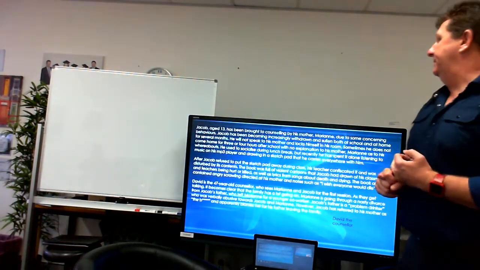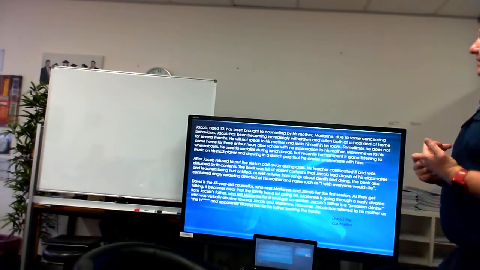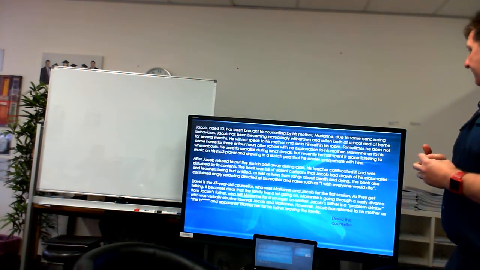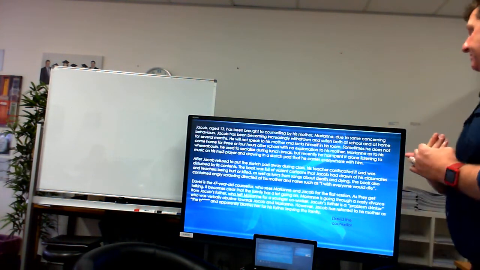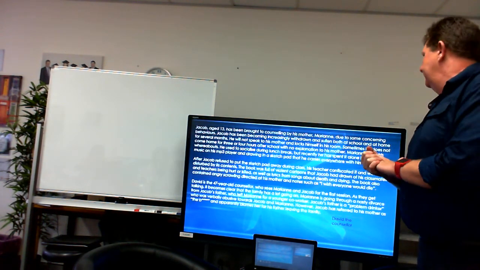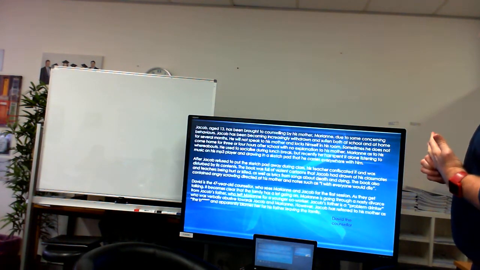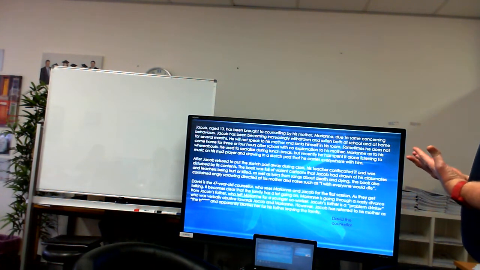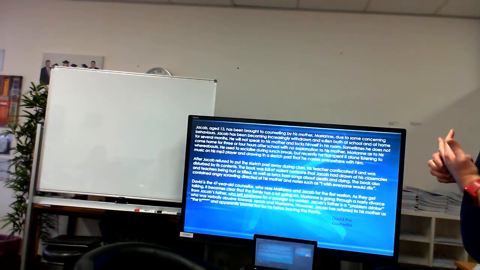Jacob, age 13, has been brought to counseling by his mother, Marianne, due to some concerning behaviors. Jacob has been becoming increasingly withdrawn and sullen, both at school and at home, for several months. He will not speak to his mother and locks himself in his room. Sometimes he does not come home for 3 or 4 hours after school with no explanation to his mom. Marianne has no idea as to his whereabouts.